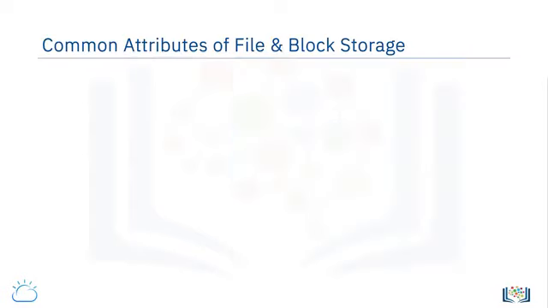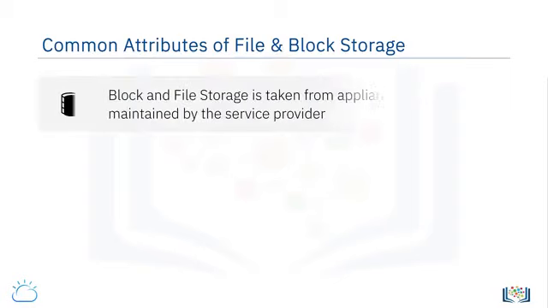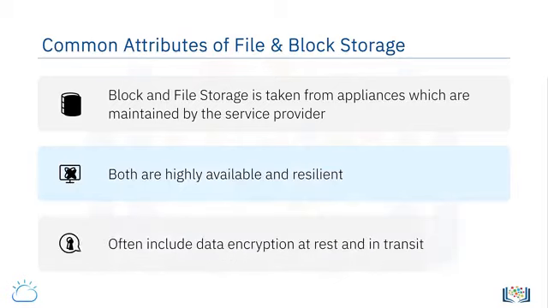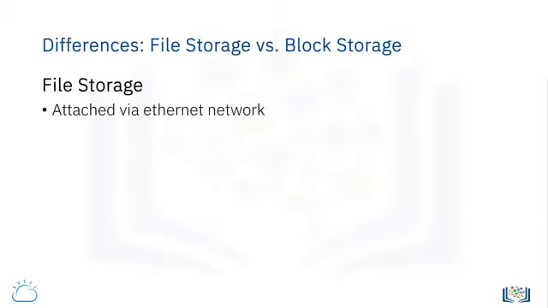So, to summarize the commonalities and differences between these two storage types, block and file storage is taken from appliances which are maintained by the service provider. Both are normally highly available and resilient and will often include data encryption at rest and in transit. File storage is attached to a compute node using an Ethernet network, so it is sometimes called network attached or NFS storage. File storage is very reliable, but the speed of the connecting network can vary based on load.